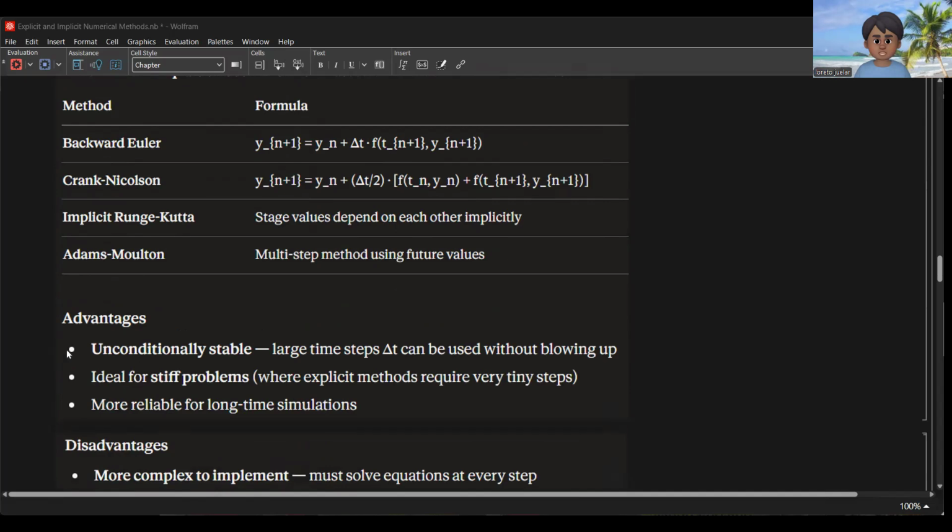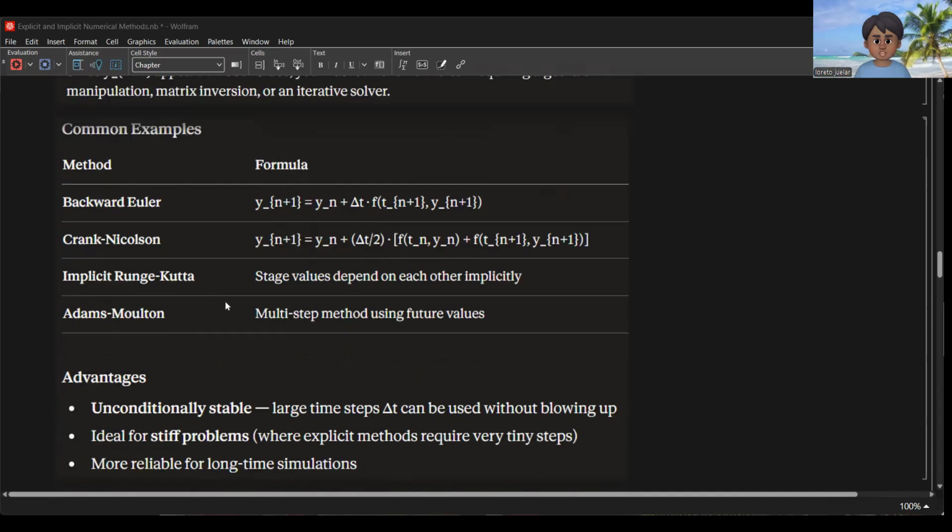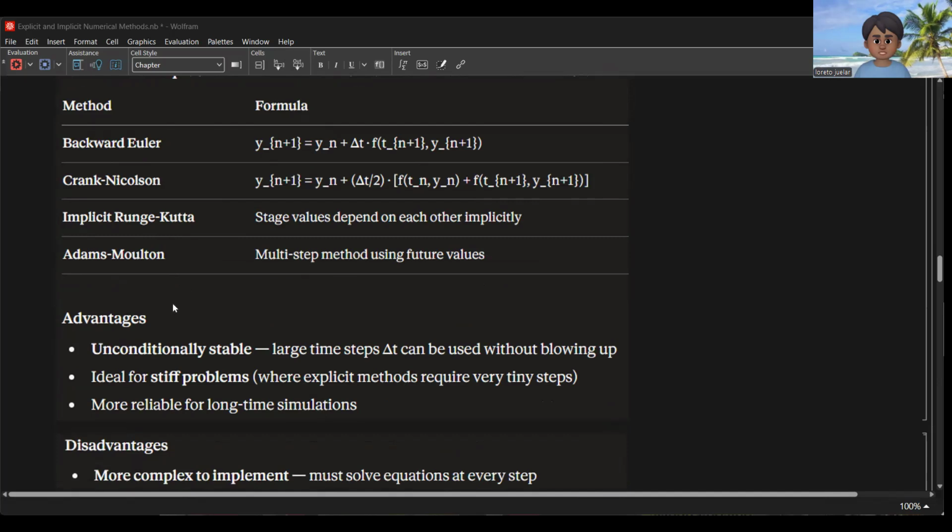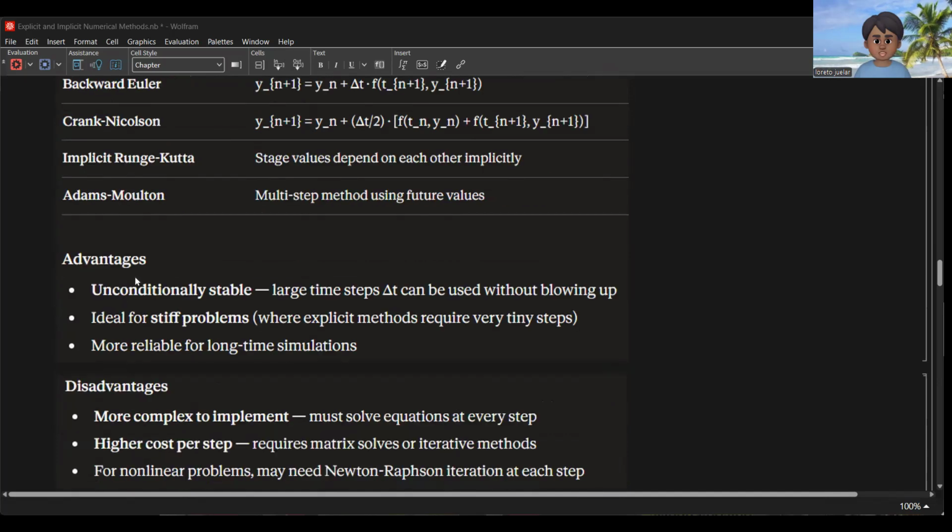So we have the advantages of the implicit method. We are looking in general at the implicit method, so we don't discuss the specific solution anymore. Then we have the advantages here. It is unconditionally stable. Large time steps delta t can be used without blowing up. So it is ideal for stiff problems where explicit methods require very tiny steps, and more reliable for long time simulations.